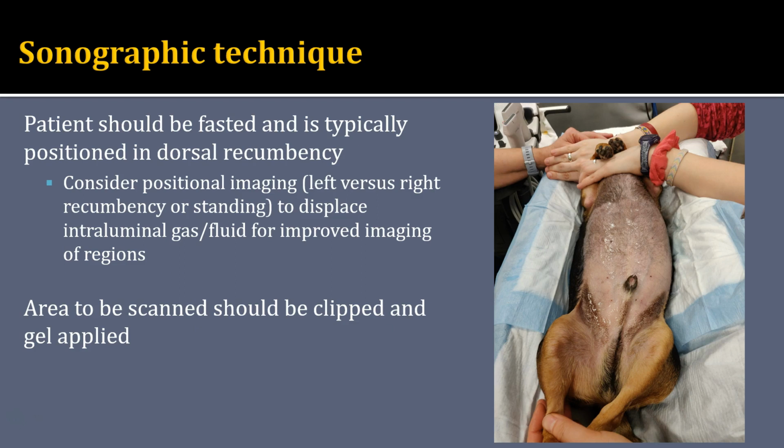But we might want to consider positional imaging, maybe putting them in left side down or right side down, or sometimes even standing them and ultrasounding them, because that might move our luminal gas around, maybe give us some fluid so that we can improve imaging of various regions. You can see that our patient has the entire abdomen clipped prior to the study because the GI tract takes up the entire abdomen, and then we'll apply our acoustic coupling gel.